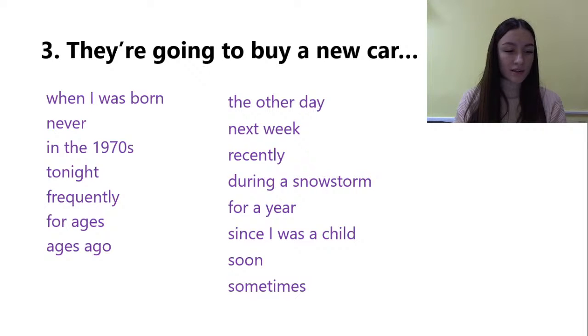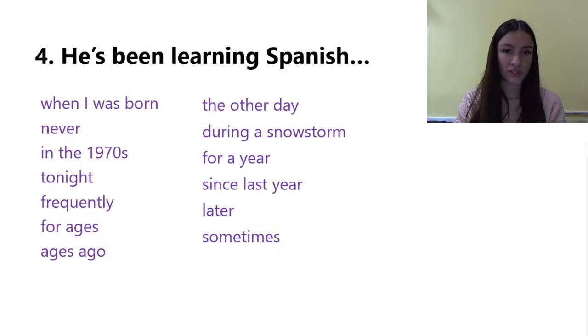Okay, good. So I see a lot of correct answers. They're going to buy a new car. And we can say next week. That's right, next week. We can also, well, we can say tonight. Why not? Yes, tonight stands for future. Tonight we're going to buy a new car. We're going to buy a new car next week. We can also say soon. They're going to buy a new car soon. Soon. That's right. So three correct options in here.